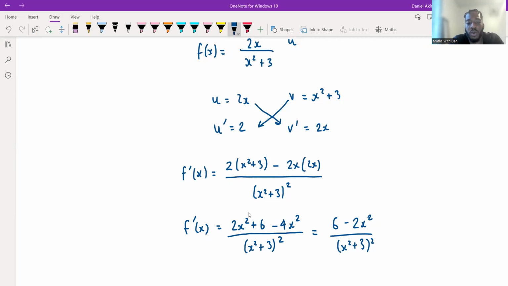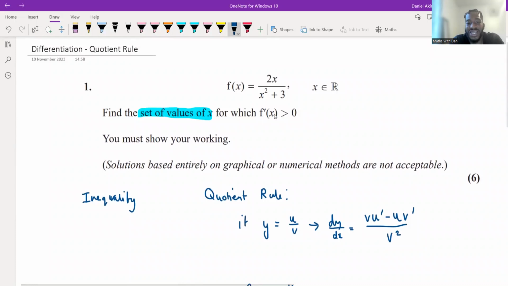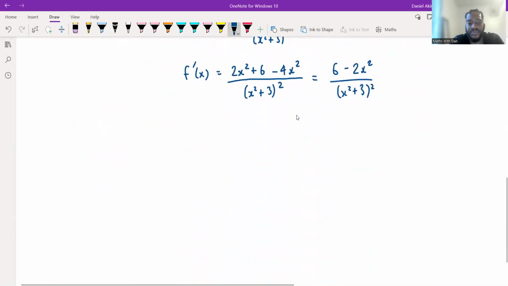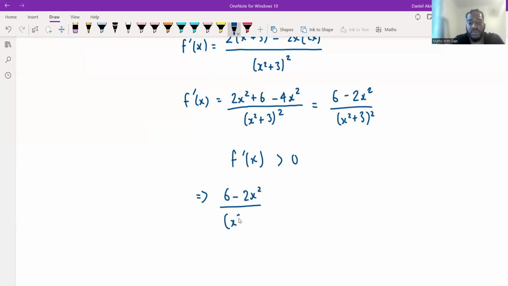So now we've got our expression for f dash of x, right? What does the question ask us for? For when this is greater than 0. So let me just write this here. We're looking for f dash of x when this is greater than 0, which means that we're looking for when this here, this function or this expression, is greater than 0 too.